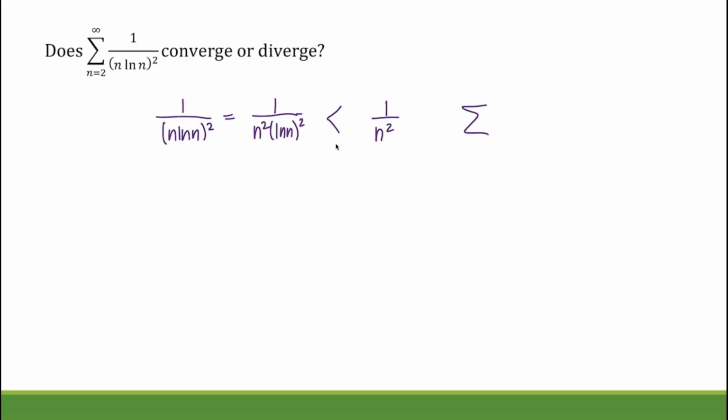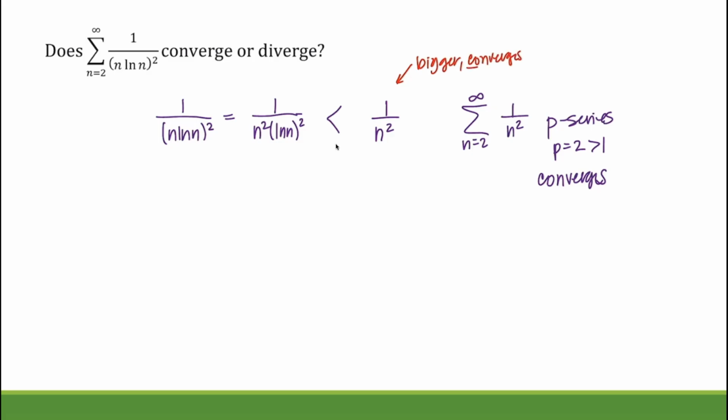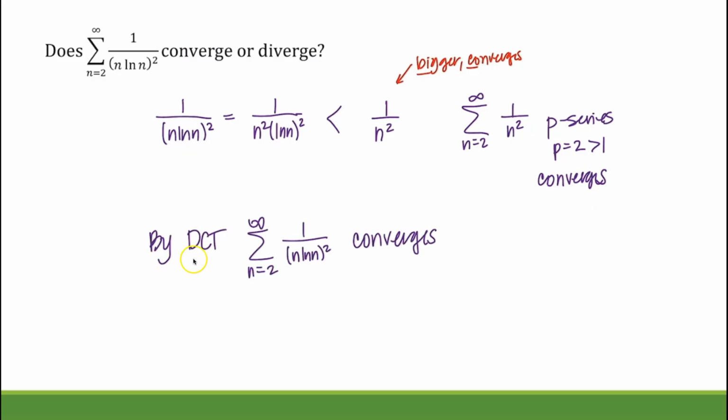This p-series, the sum of n equals 2 to infinity of 1 over n squared, is a p-series with p equal to 2, which is greater than 1, so this converges. So basically, does this help? Well, this is bigger and it converges. So yes, bigger and converges is helpful because then that means this one is smaller. And if I'm smaller than a bigger convergent series, then I must also converge. So by the direct comparison test, the original series converges.